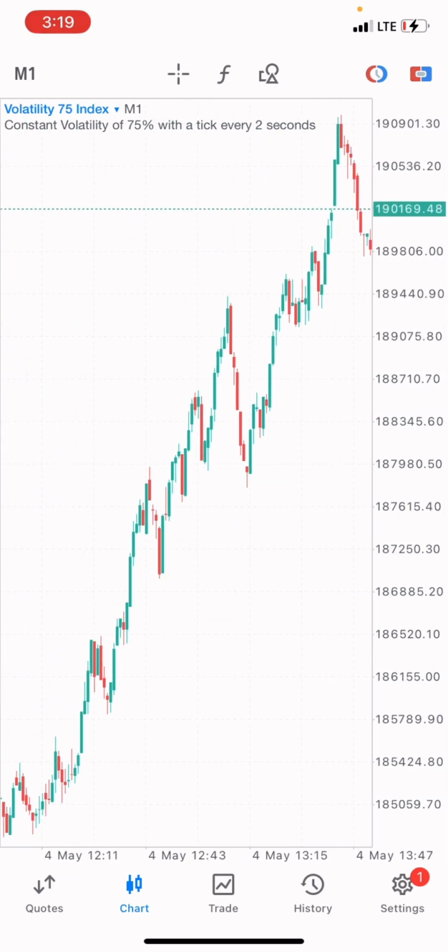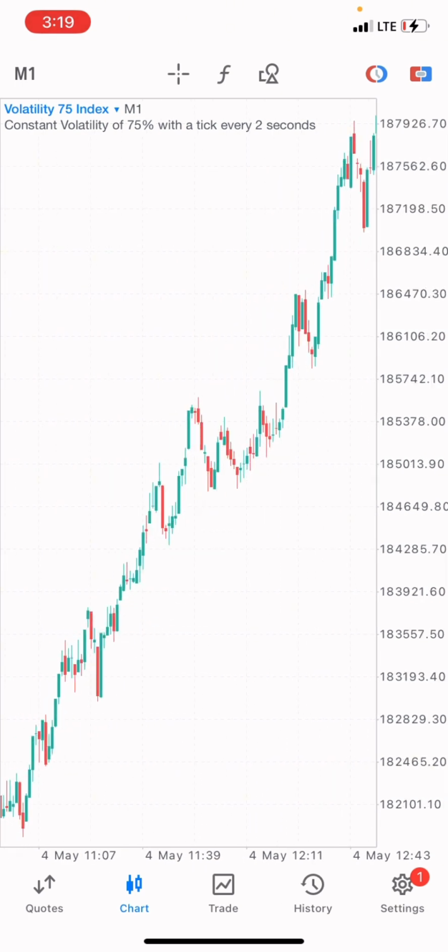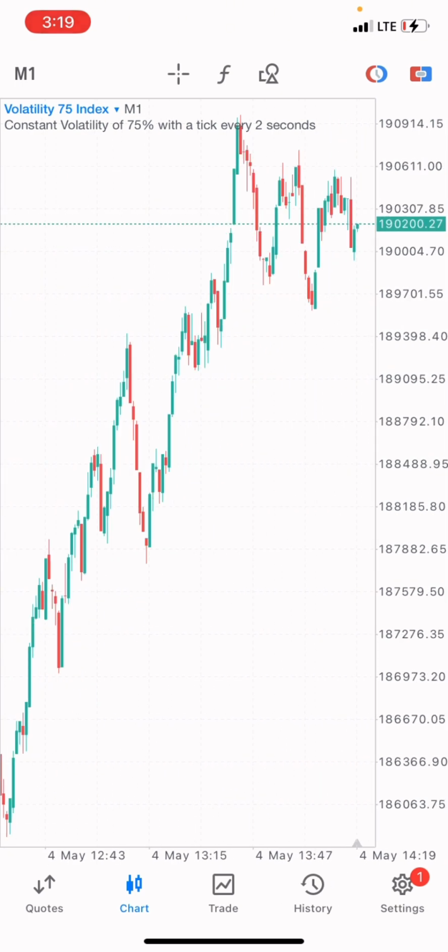Now, this Volatility 75 market is not like the Boom and Crash market we trade. But I'm going to share with you guys how to follow trend lines properly using the stochastic oscillator to trade this market perfectly. I'm going to share with you the parameters for this strategy.